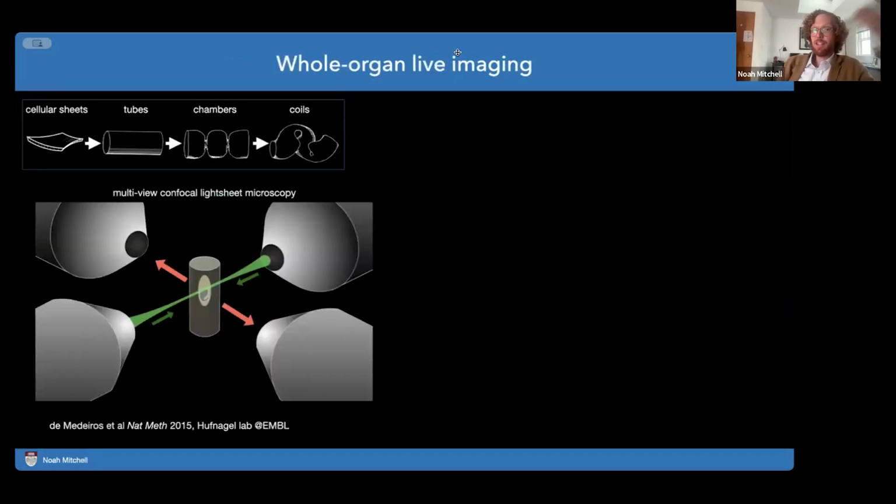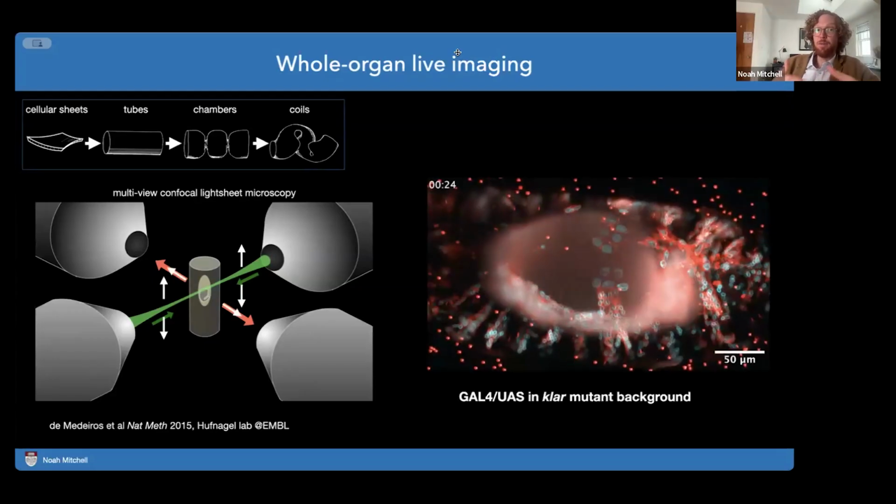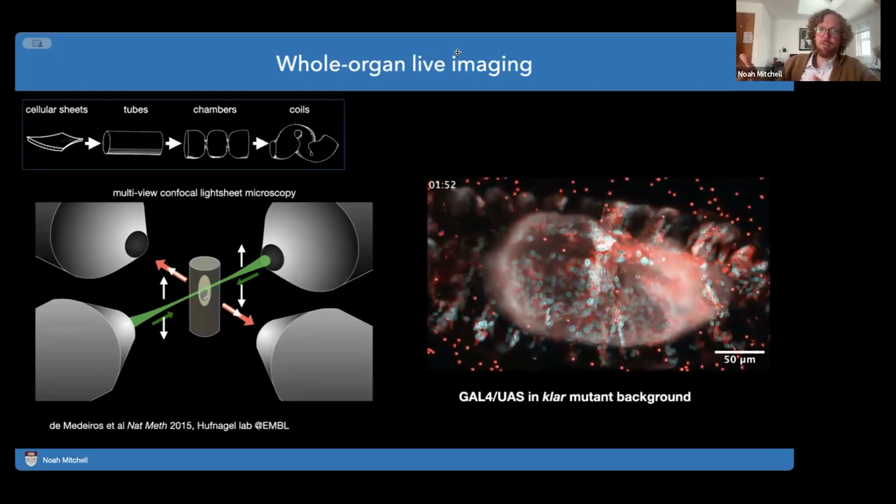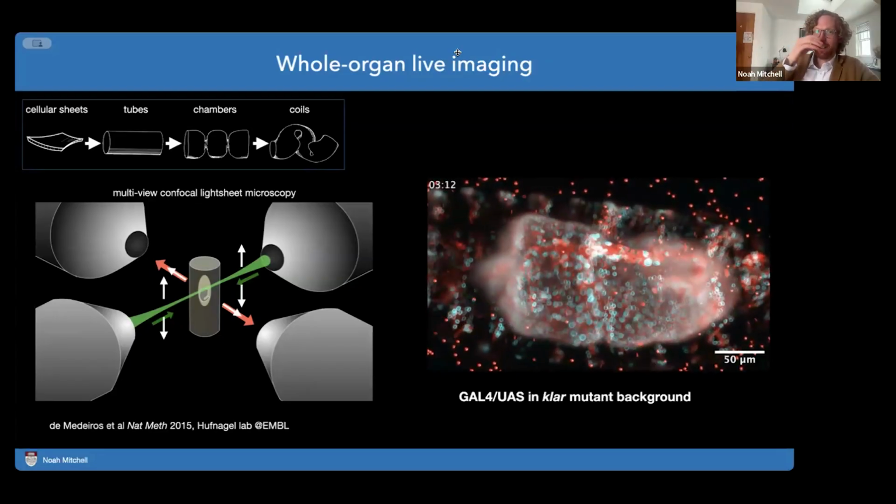So to overcome the imaging challenges, this is not particularly new technology. We use multi-view confocal light sheet microscopy with genetically cleared embryos. So what that means is that we sweep an illumination beam up and down and capture fluorescence in the transverse axis. And when we move the embryo through that, then we get roughly confocal resolution imaging of the midgut.